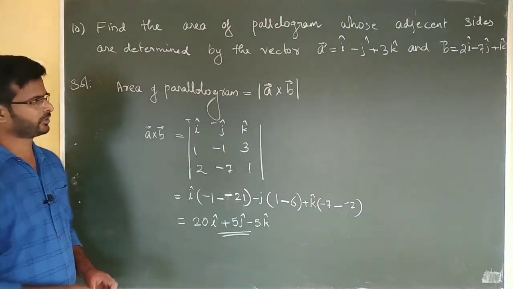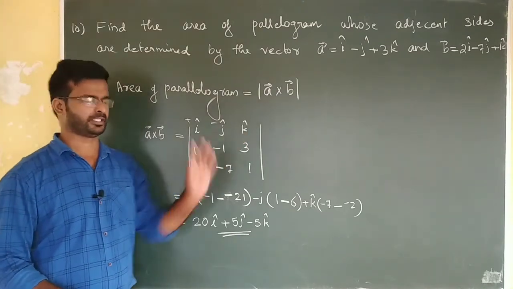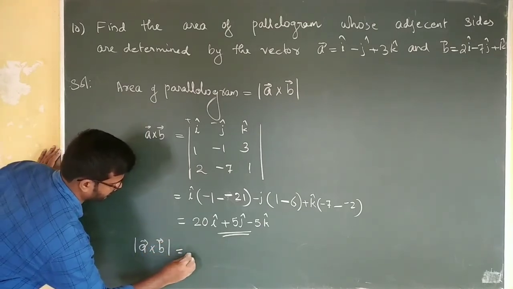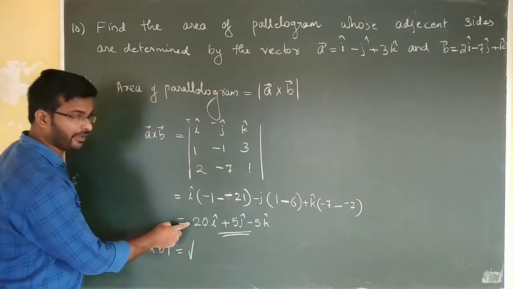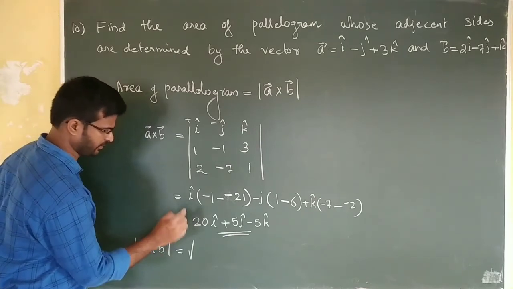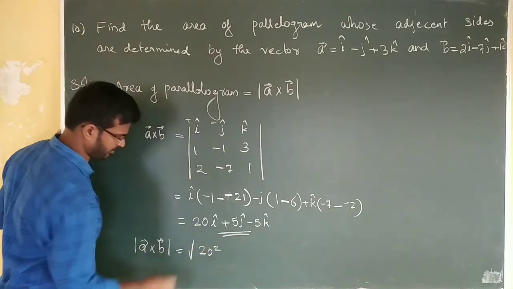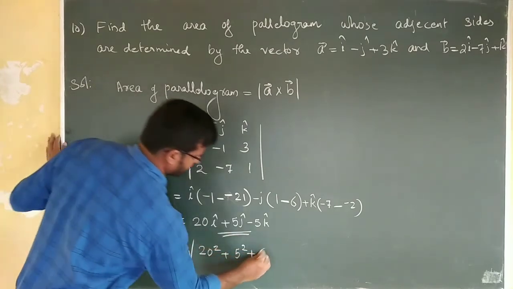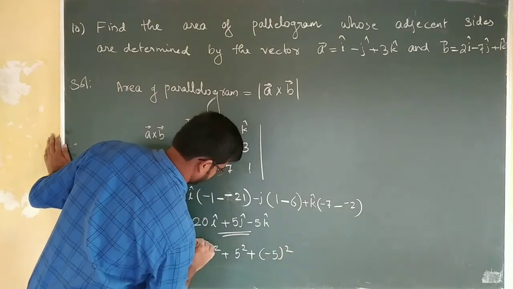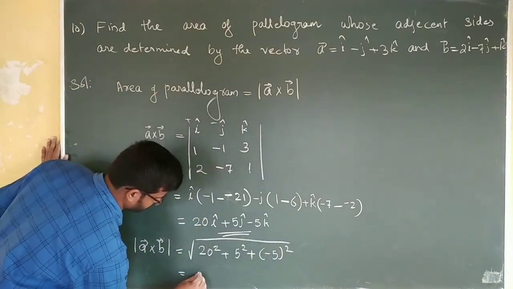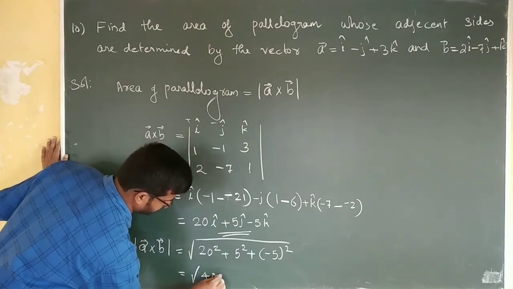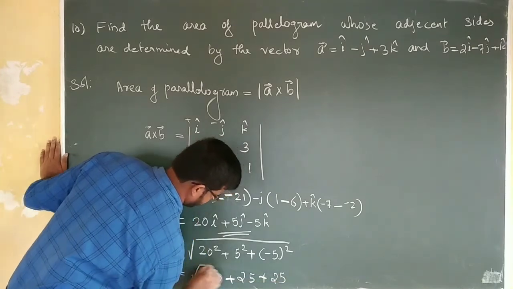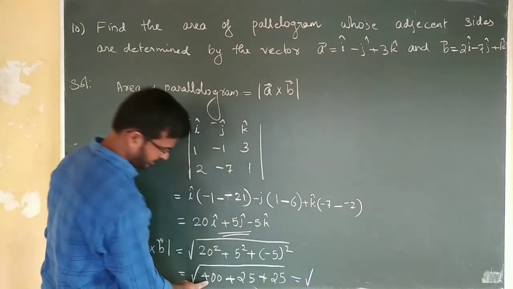We need the area of the parallelogram, so we have to find the magnitude. The magnitude of A vector cross B vector equals the square root of 20 square plus 5 square plus minus 5 square, which equals 400 plus 25 plus 25, so the square root of 450.